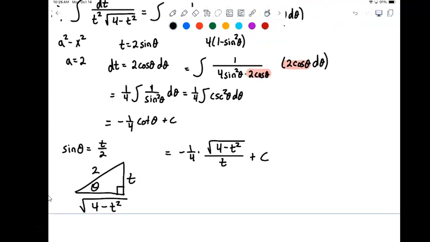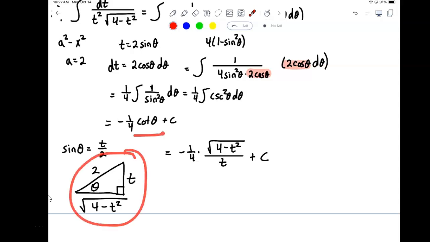So this was one that worked out kind of neatly because our cosine part disappeared and we were left with sine parts in the bottom, but we were able to turn those directly into cosecants, which made this an easy integral. And then we again draw our triangle and use it to compute, in this case, the cotangent of theta.